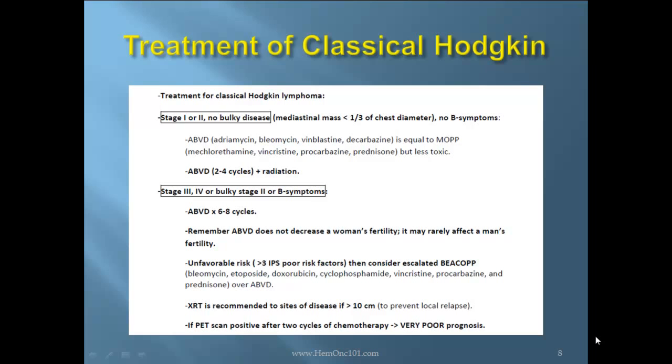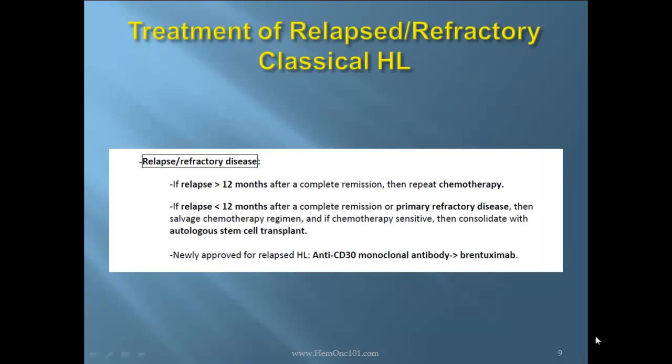However, for unfavorable risk, that is more than 3 IPS poor risk factors, then consider the escalated BEACOPP regimen championed by the Germans. That includes bleomycin, etoposide, doxorubicin, cyclophosphamide, vincristine, procarbazine, and prednisone over ABVD. Radiation is recommended to sites if more than 10 centimeters to prevent local relapse. And just a side note, if PET scan is positive after 2 cycles, that's a very poor prognostic indicator.